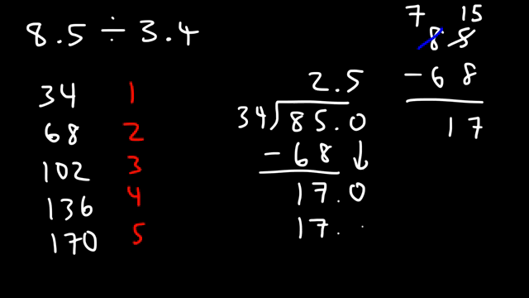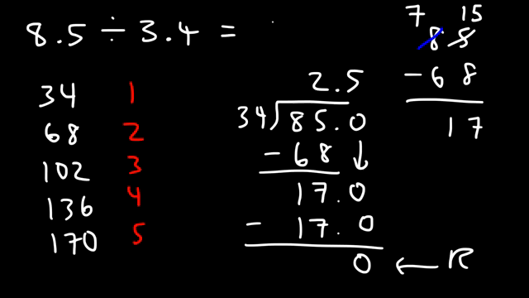So 0.5 times 34 is 17. So the remainder is 0, which means that 8.5 divided by 3.4 is 2.5. And so this is the answer for the first problem. Now let's work on another example. Let's take 10.8 and let's divide it by 1.5. So feel free to pause the video and try that problem.